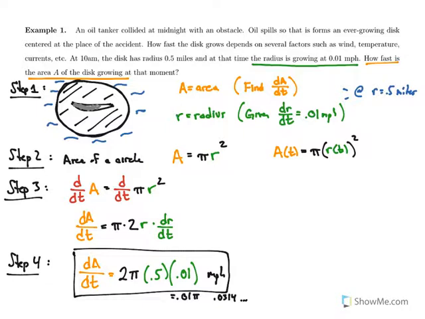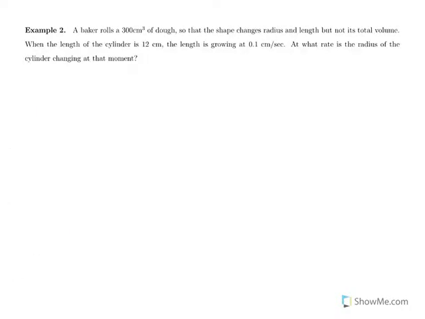All right, let's do it a couple more times. Next problem: a baker rolls a 300 centimeters cubed piece of dough so that the shape changes radius and length, but not its total volume. So when you're rolling out dough, like you're baking something, you're not changing the volume of the dough, but you are changing the shape. The radius and the length are changing completely. So when the length of the cylinder is 12 centimeters, the length is growing at 0.1 centimeters per second. At what rate is the radius of the cylinder changing at that moment?